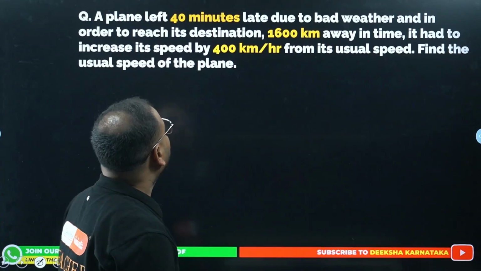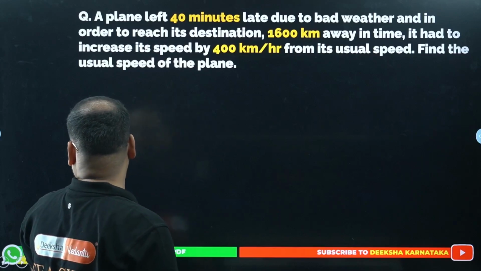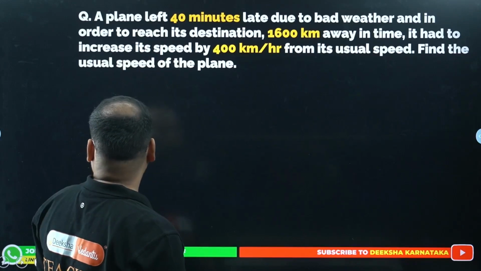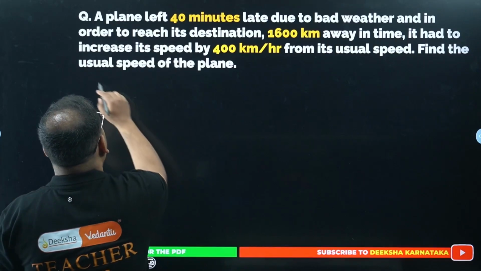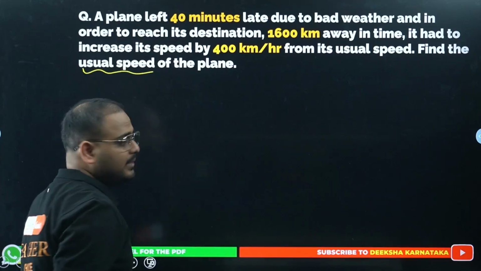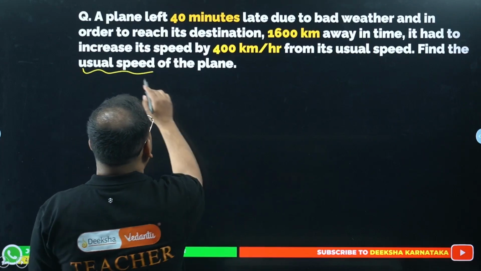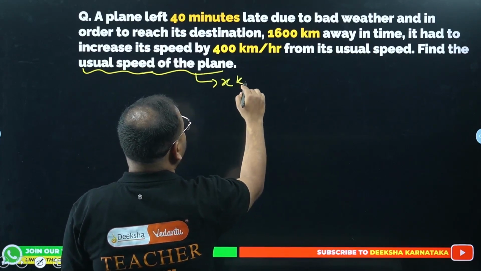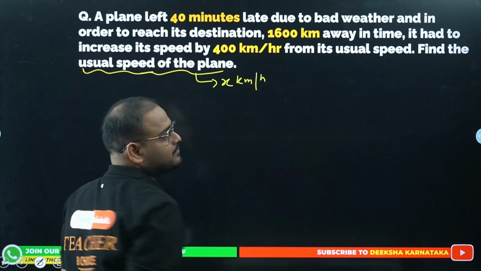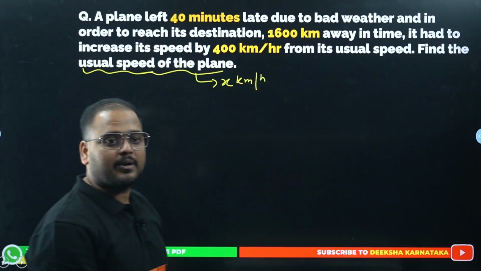That's the question. What are they asking? Let's find the variable first. They're asking, find the usual speed of the plane. Usual speed of the plane. So what are we going to do? Take this value to be x kilometer per hour. The variable is x kilometer per hour.